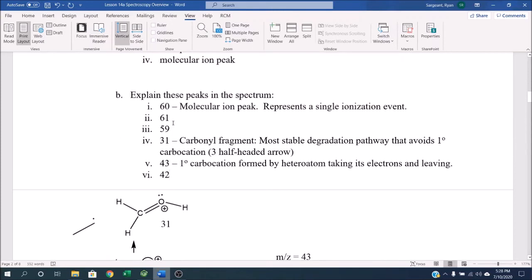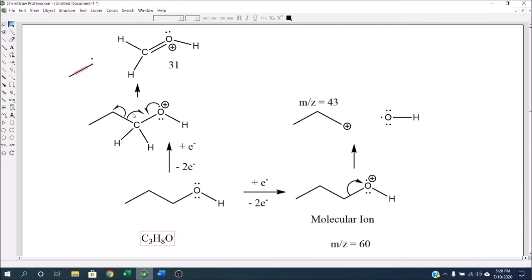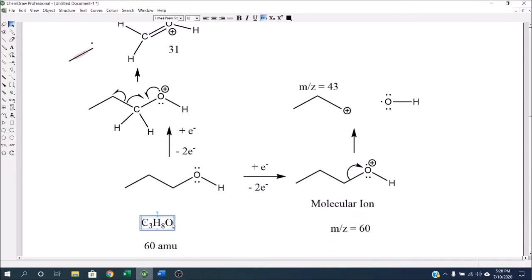Let's try to figure out what's going on with these other three peaks, this one at 61, 59, and 42. I'm going to start with the 59 and then go to the 61 and then come back to the 42. So let's think about the 59. And we can actually do that in the context of this mechanism right here. If your molecular ion weighs 60, and I'm asking you, how would you get something that weighs 59? The answer is, well, it loses a hydrogen. And the simple hydrogen to lose would be this one right here, but that's not what happens.